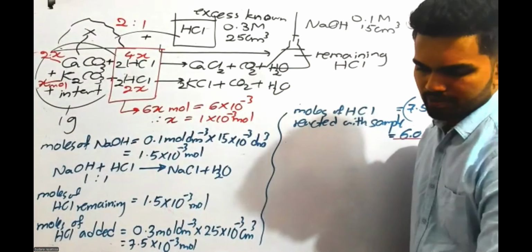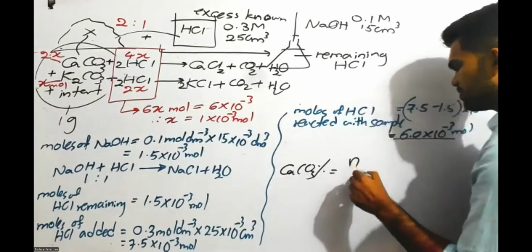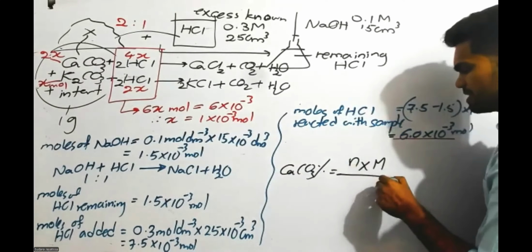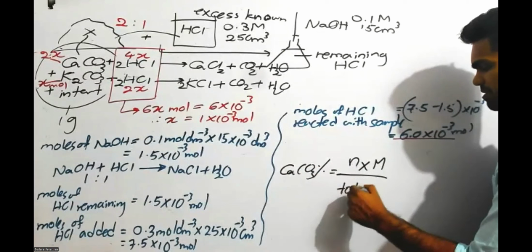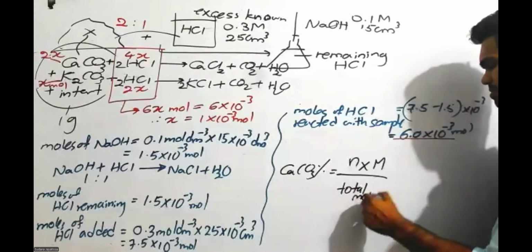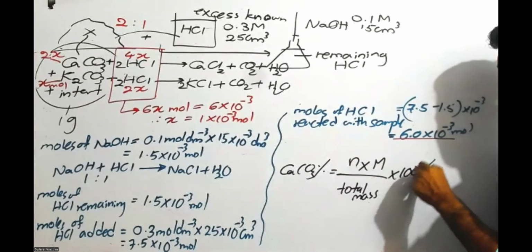Percentage of calcium carbonate. We know the number of moles of calcium carbonate is 2x. So what is the calcium carbonate percentage? You need the moles of calcium carbonate multiplied by the molar mass, divided by the total mass, into 100%. So the number of moles is 2 into 10 to the power minus 3. Why did I get 2? Because calcium carbonate is 2x, no?